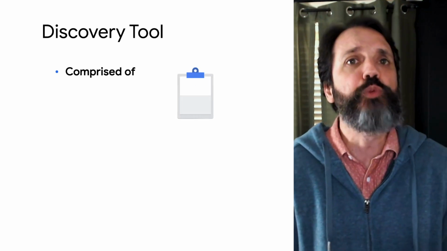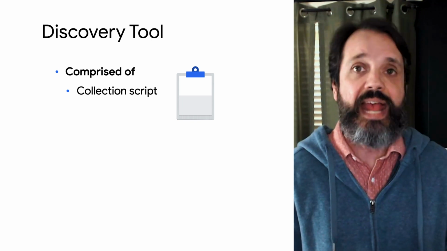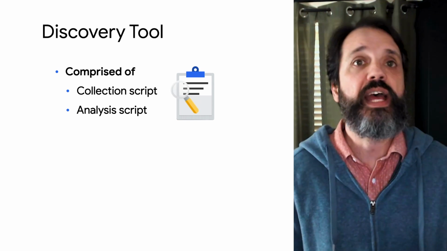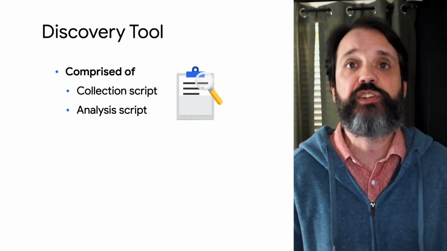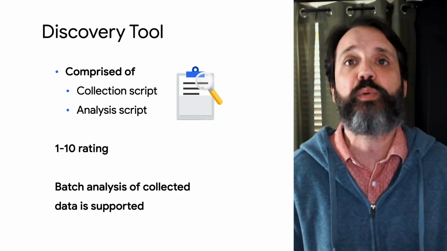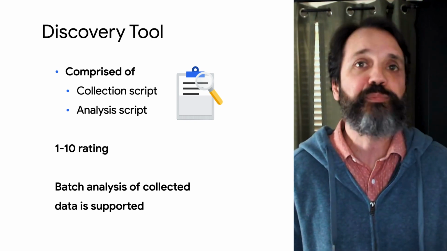The discovery tool has two parts. The first is a collection script that runs on the source VM and analyzes the running application. The analysis script then looks at that information gathered from the collection phase and gives us a score of 1 to 10 on the likelihood of a successful migration. You can run your analysis script on a centralized server, allowing you to batch process collected data. So let's jump into our demo and look at the discovery tool, which I've already installed on the source VM running on Google Compute Engine. You can consult the Migrate for Anthos docs for info on how to install the tool.